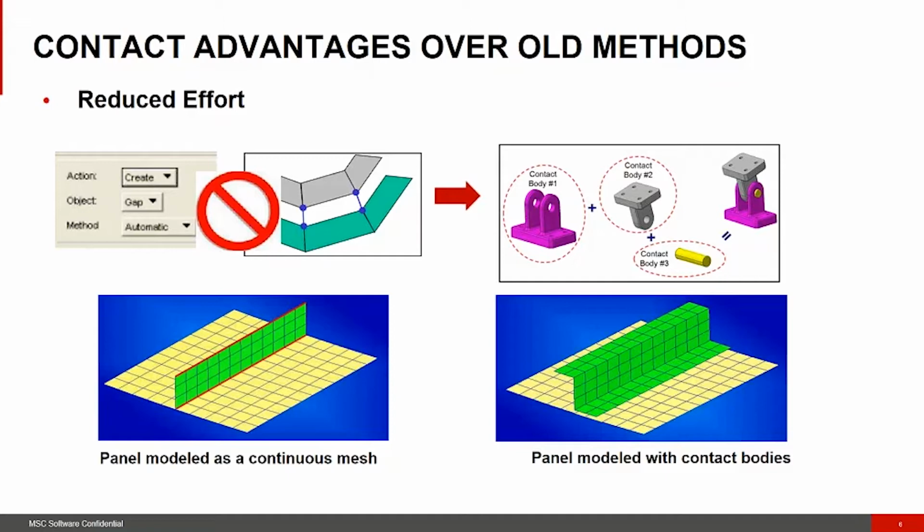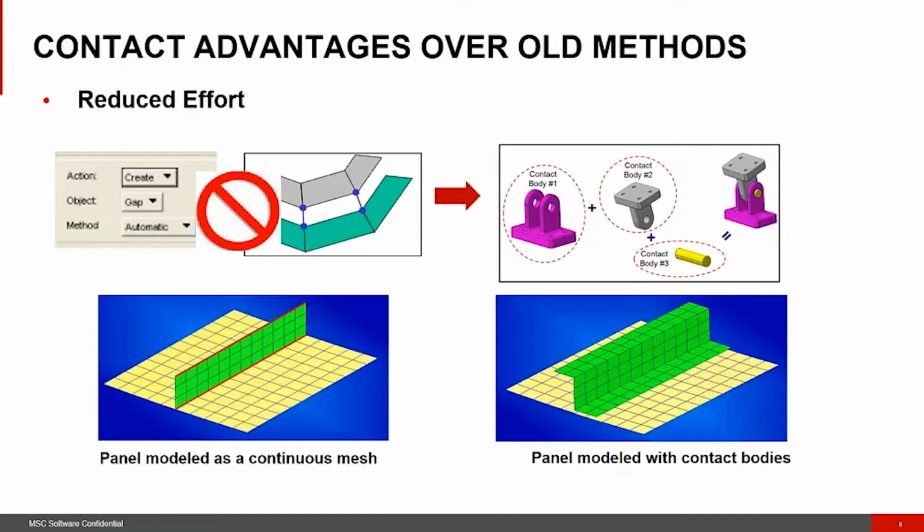You can see here on the right-hand side where we don't have the meshes congruent. This is a case where contact analysis is going to be very useful. Compared to all other older methods, such as linear gaps or modeling techniques, other meshing techniques, contact in MSC Nastran is far more productive and efficient.